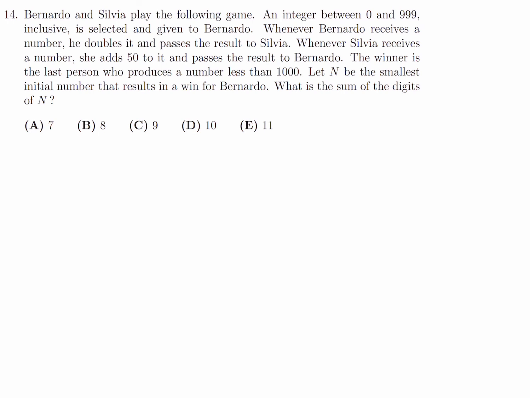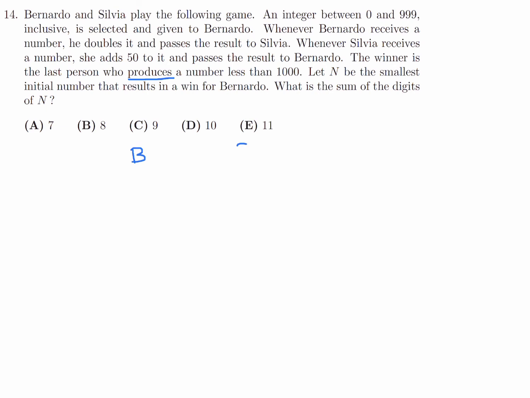Bernardo and Sylvia played the following game. An integer between 0 and 999, inclusive, is selected and given to Bernardo. Whenever Bernardo receives a number, he doubles it and passes the result to Sylvia. Whenever Sylvia receives a number, she adds 50 to it and passes the result to Bernardo. The winner is the last person who produces a number less than 1,000. Let n be the smallest initial number that results in a win for Bernardo. What is the sum of the digits of n?